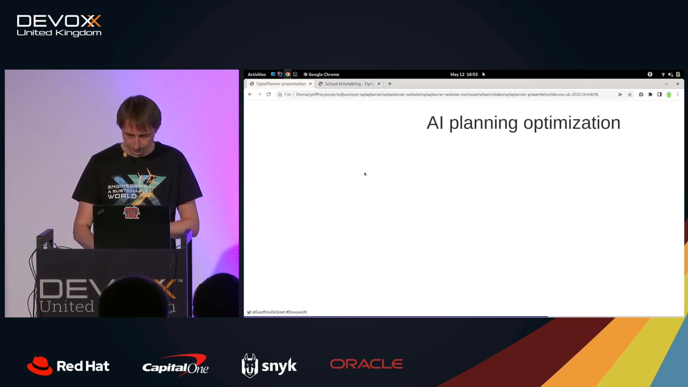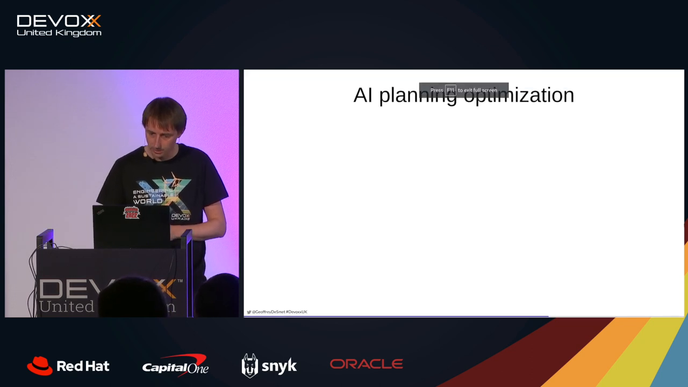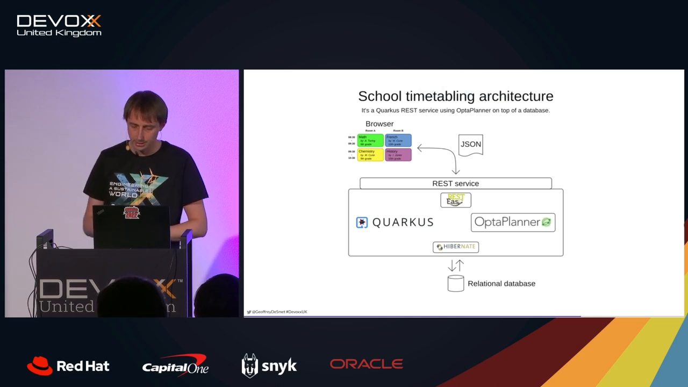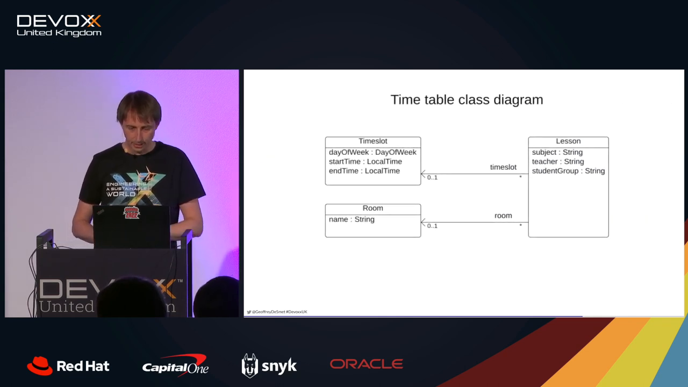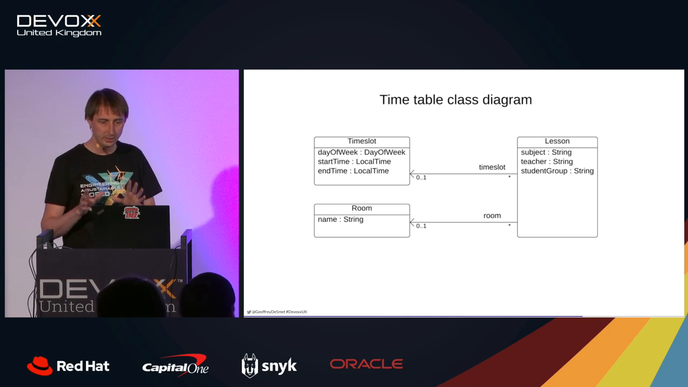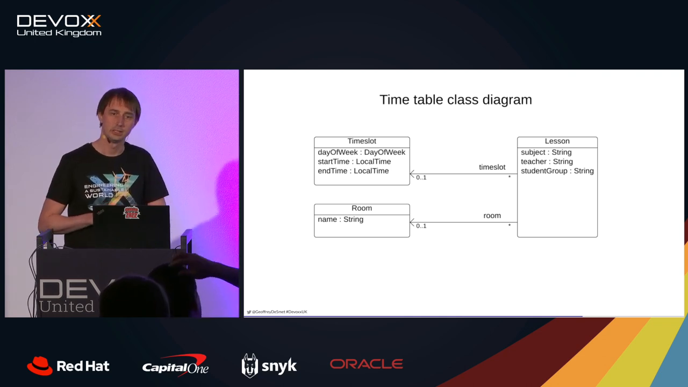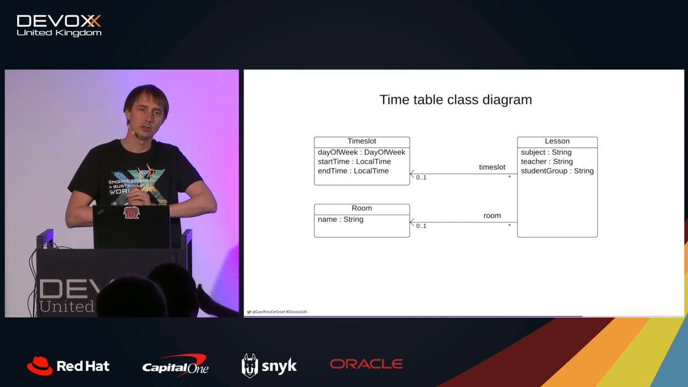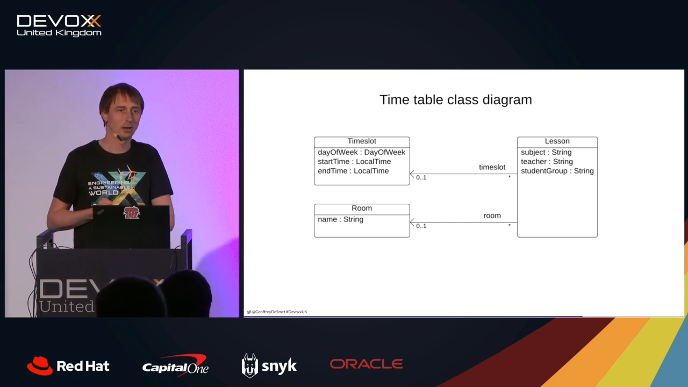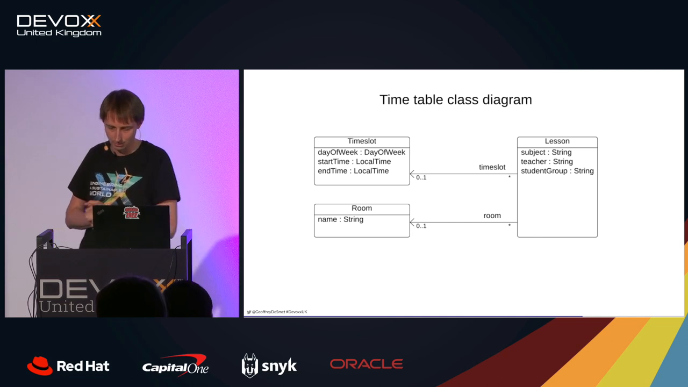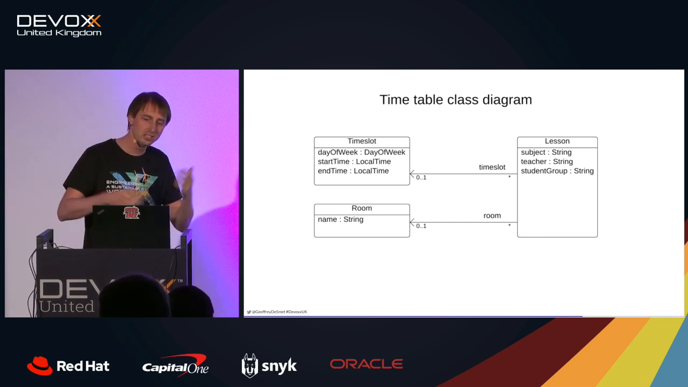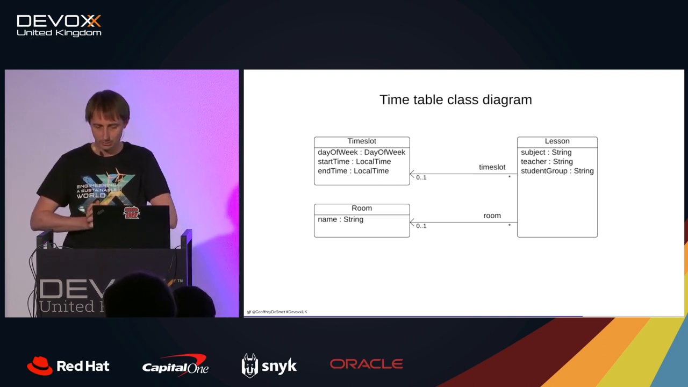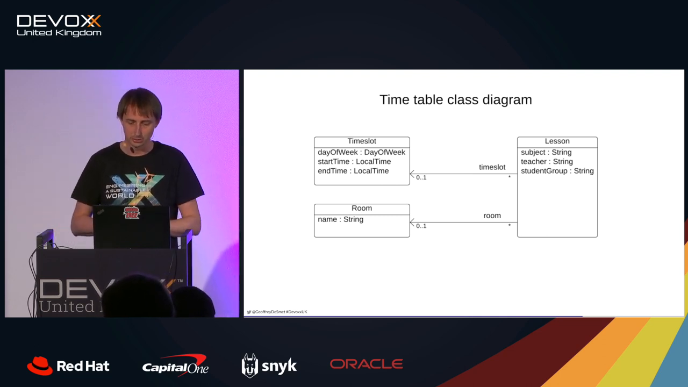Here we go. So let's add some AI planning optimization. So we add in the OptaPlanner extension in our architecture. And then we need to tell OptaPlanner, what can you change? Can OptaPlanner say, okay, I am going to change the subject of a lesson. Instead of teaching math, we'll teach music, right? Or the teacher, right? Instead of Marie Curie teaching chemistry, we'll give that to Indiana Jones or something like that, right?